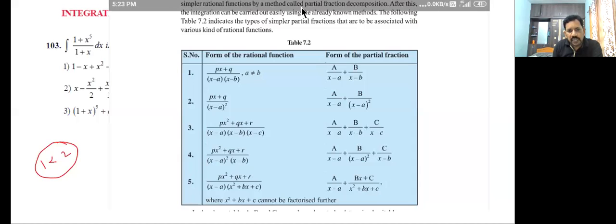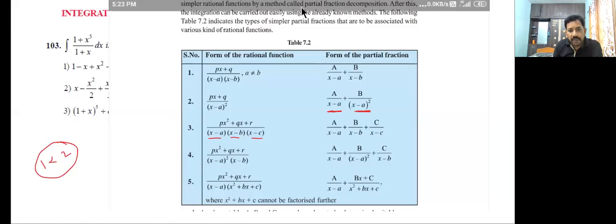And second one, these are all proper fractions only. X minus a whole square, the denominator is a repeated linear polynomial. How we are writing here, observe that. Go to the third one. This is also a proper fraction. Denominator, see that: x minus a, x minus b, x minus c.